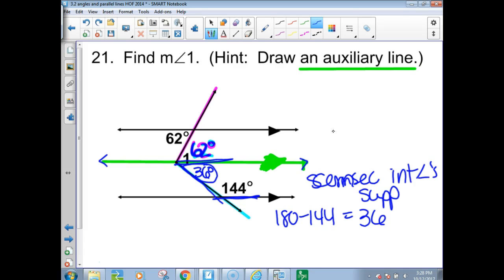All right, now we put those together, and the measure of angle 1 is 62 plus 36, which is 98 degrees.